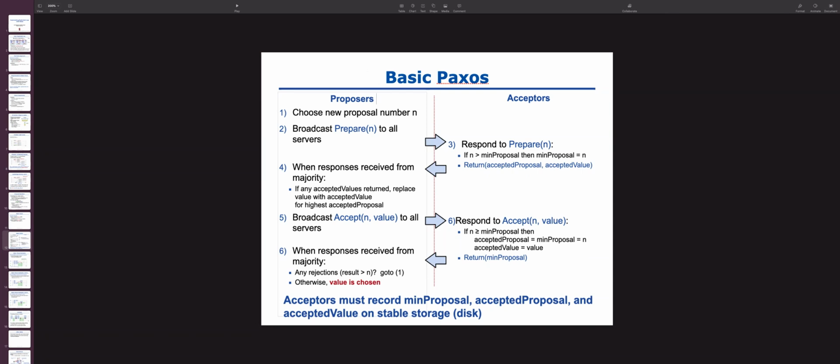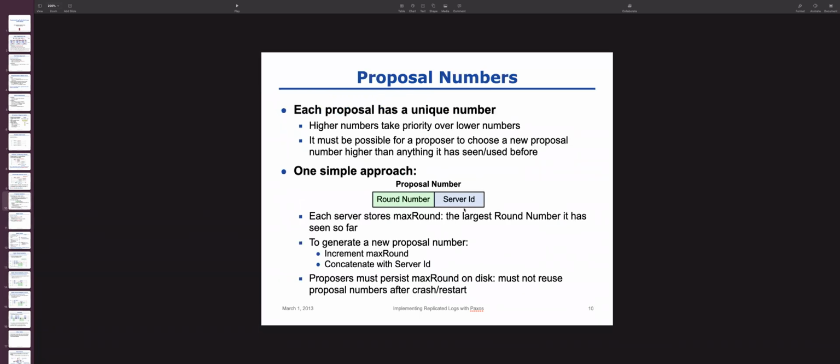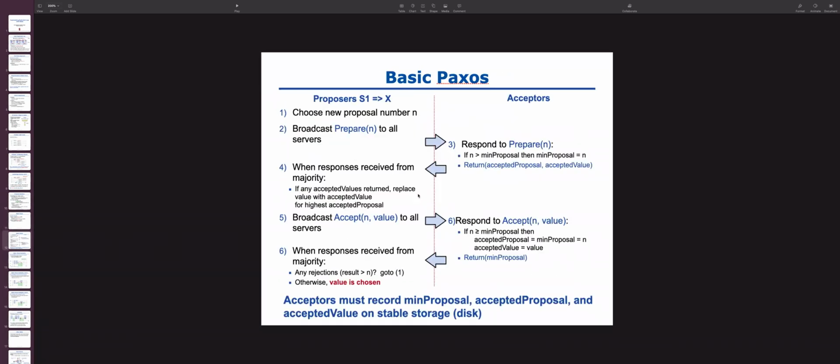So now server one is trying to propose a value x. As I mentioned earlier, it has to choose a sequence number. The sequence number consists of one number plus the server ID. So it chooses the number n. Now it broadcasts to all the servers, so this prepare goes to all the acceptors.